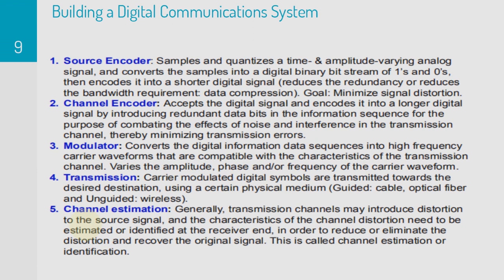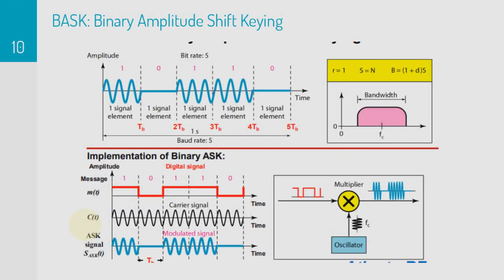Channel estimation. The transmission channel may introduce distortion to the source signal, and the characteristic of the channel distortion needs to be estimated or identified at the receiver end in order to reduce or eliminate the distortion and recover the original signal.